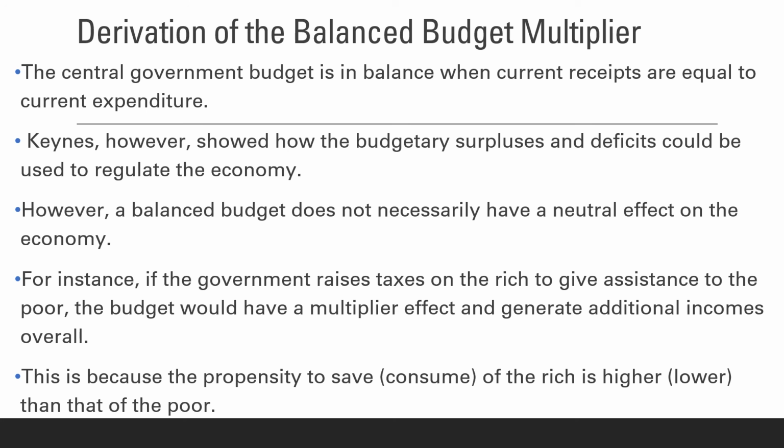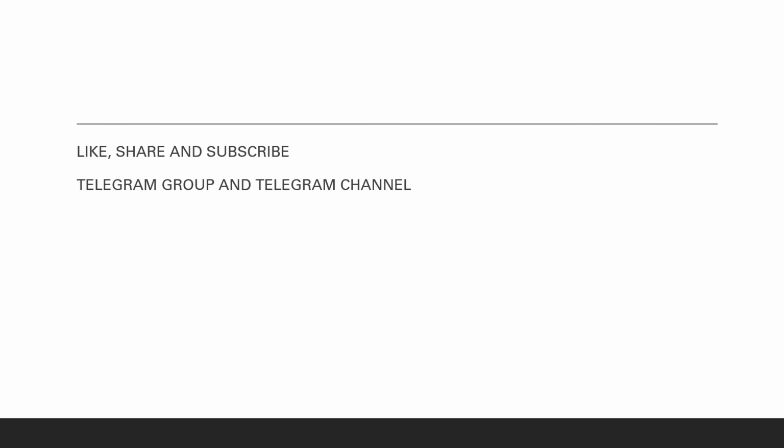A balanced budget does not necessarily have a neutral effect on the economy. For instance, if the government raises taxes, especially on the rich people, to give assistance to the poor, the budget would have a multiplier effect and generate additional income overall. This is because the propensity to save or consume of the rich is higher or lower than that of the poor. So we'll be continuing with the balanced budget multiplier topic.